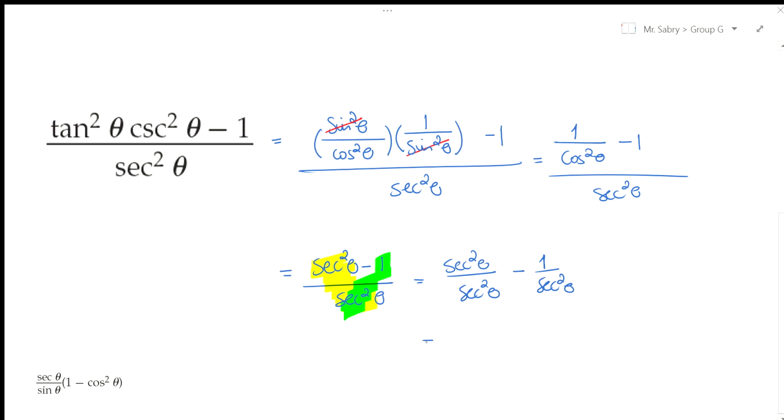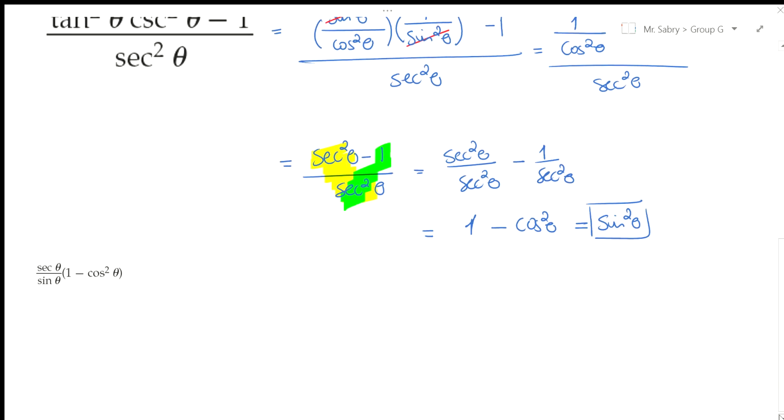Secant over secant is just 1, and then 1 over secant squared will become cosine squared theta. Based on the identities, 1 minus cosine squared is sine squared theta. So that's the answer.